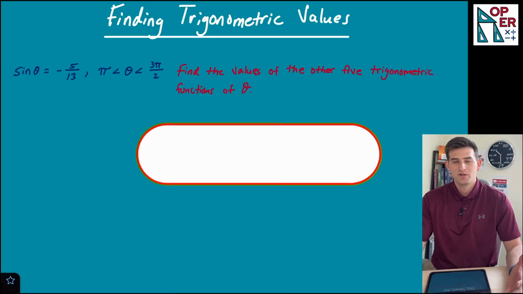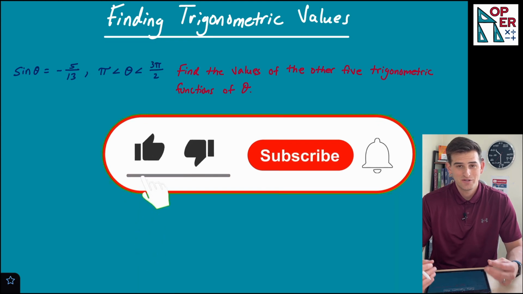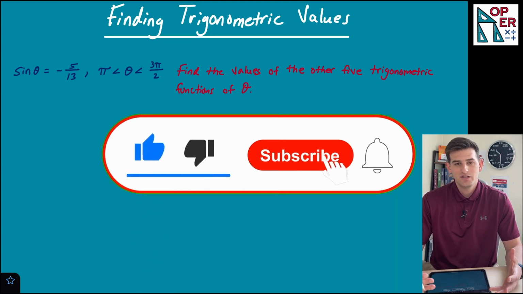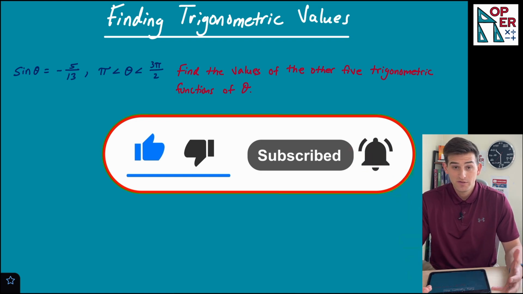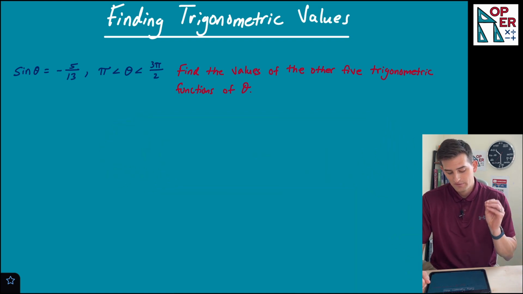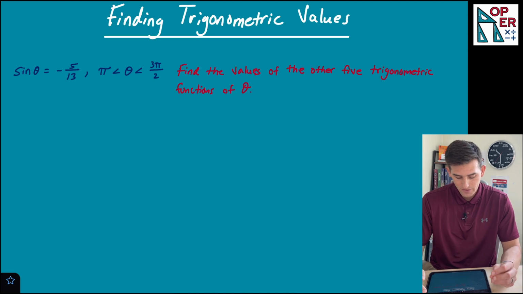Hello everyone, in this video we're going to talk about how we can find some trigonometric values. We did a previous video on some fundamental trigonometric identities, and we're going to expand on a couple of those in this video to find the values of other trigonometric functions of theta, given that sine of theta is equal to -5/13, and it's giving us our range here, or where this theta angle would be located. It says theta is between pi and 3 pi over 2.